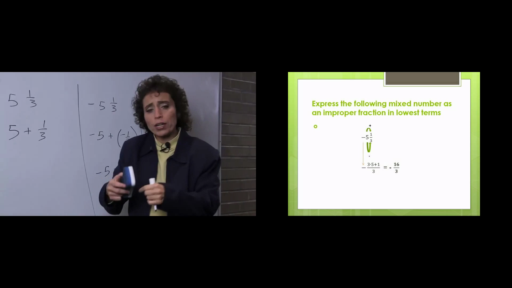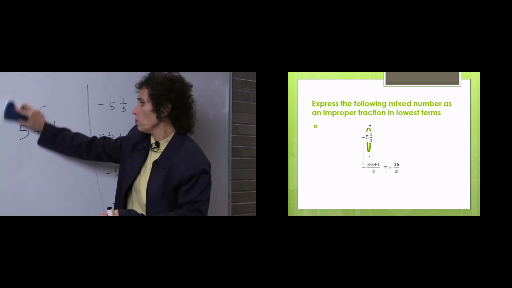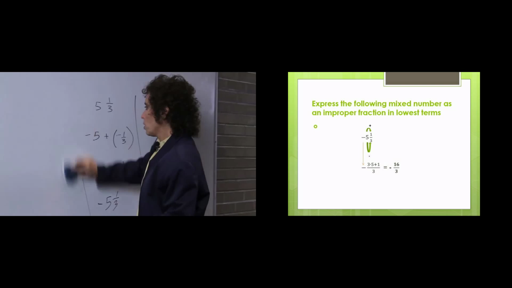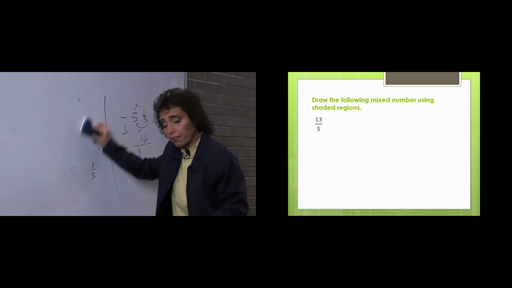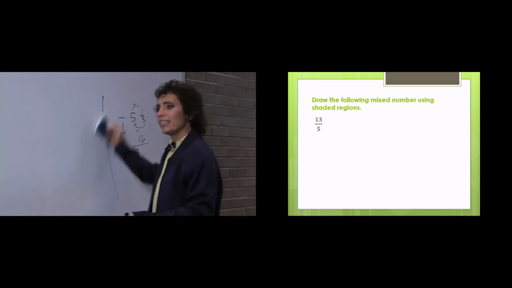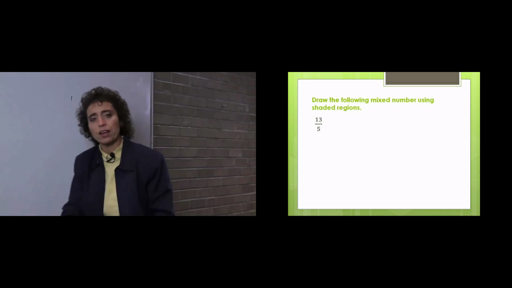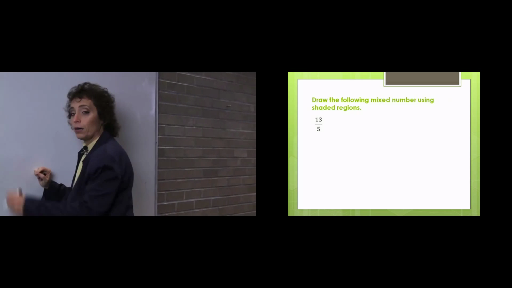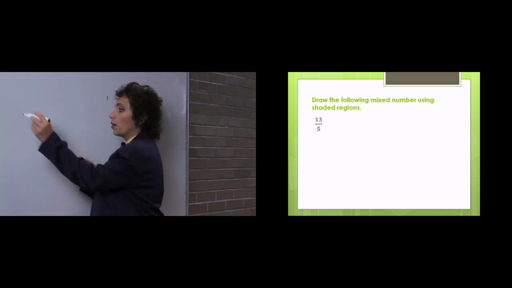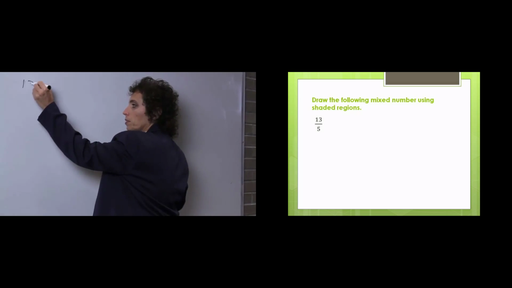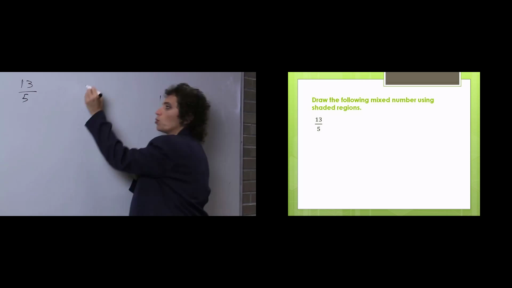All right, what about going the other way? Let's look at 13/5. And let's see if we draw it, what that really means, 13/5. Okay, I'm drawing again. We're in trouble. All right, when it's fifths. You saw how good I was with that before, didn't you?